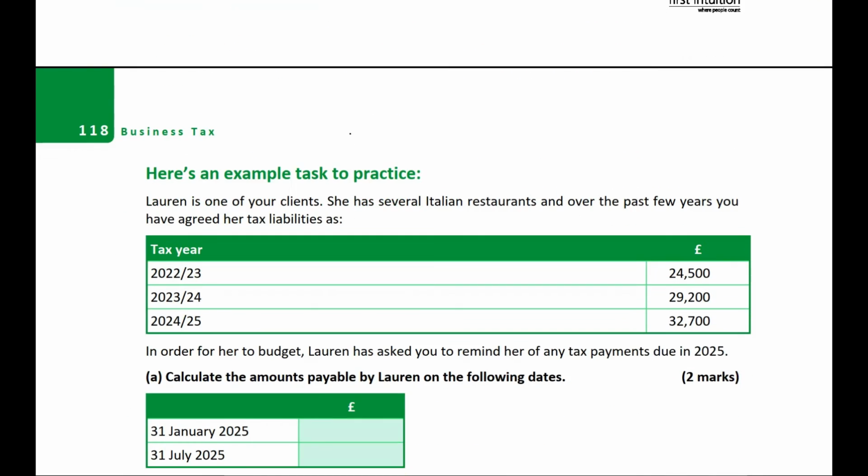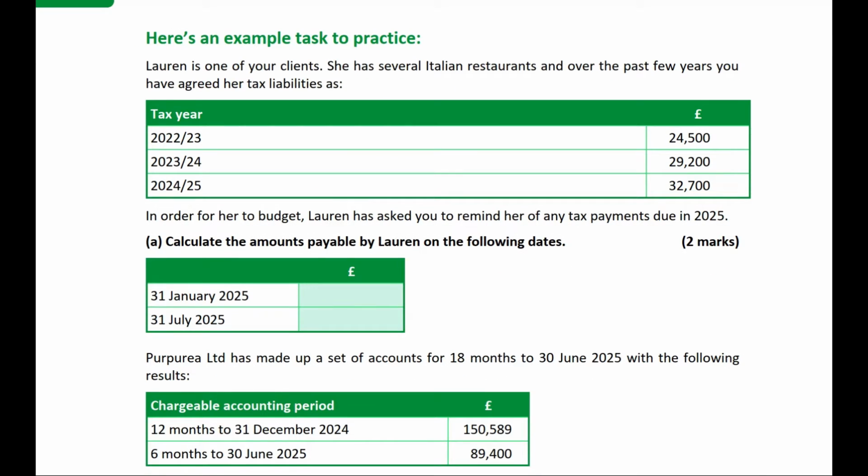And this is an example of a task number 7 here. So Lauren is one of our clients. She's got several restaurants, and over the past few years, we have agreed her tax liabilities. So we've got the tax liability for 22-23, 23-24, and then 24-25. And Lauren is doing her budget. She just wants to be reminded about the tax payments due in 2025. So she's not asking about the payments in relation to the 24-25 tax year. She's saying, I'm looking at my calendar year, 2025, January through to December. I want to know how much I'm going to have to pay in that year.